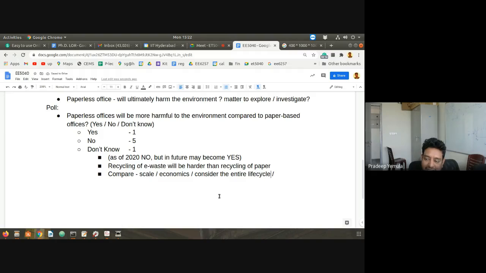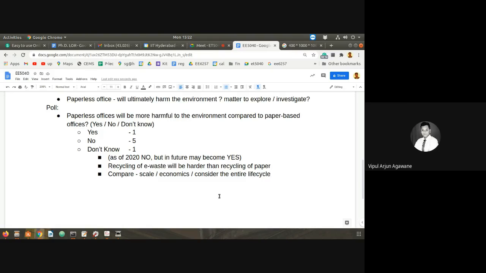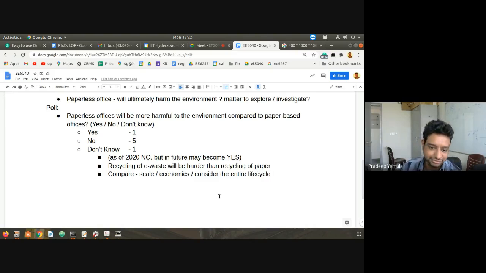Consider the entire life cycle in terms of manufacturing of paper and distribution of paper and then usage of paper, all these things. Like upstream and downstream processes, and after that, consumption and everything. So you said don't know, but can you guess which one will be better from an environmental perspective? Should you be paperless or with paper, so that it is more beneficial to the environment?